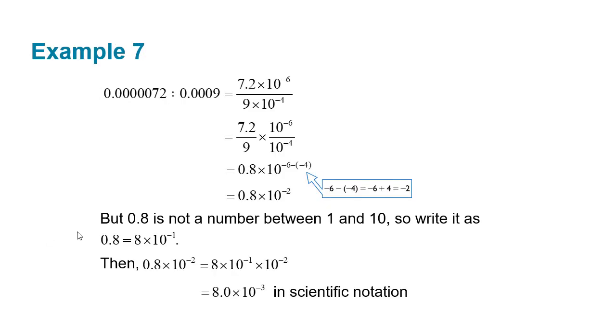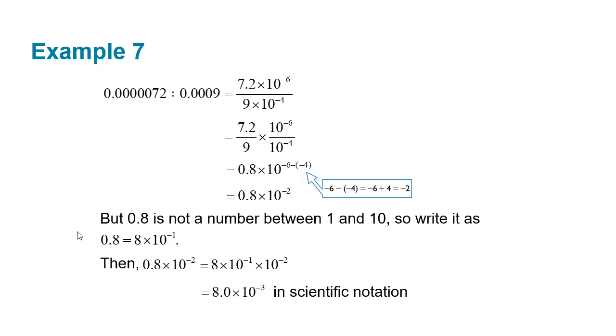So for instance, we have this really, really small number. We're going to divide it by the other one, right? So we have 7.2 times 10 to the negative 6. We're going to divide it by 9 times 10 to the negative fourth. We stack the regular numbers and we stack the powers. We get 7.2 divided by 9, we get 0.8.